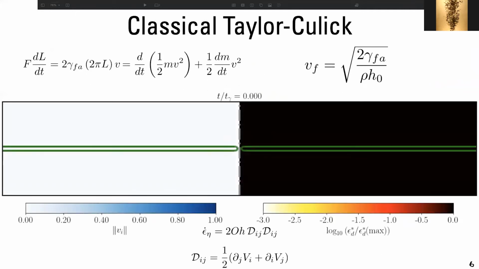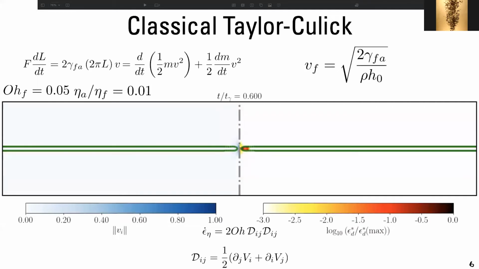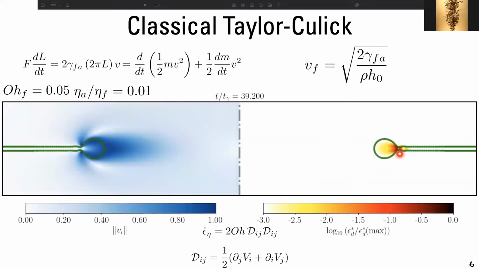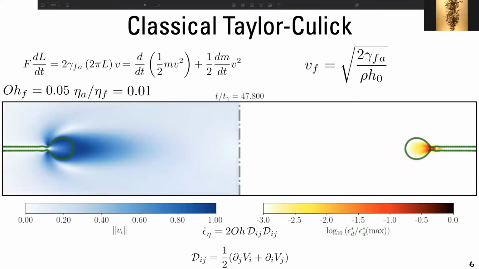Throughout this talk, I will show such videos where on the left-hand side, I show the velocity field normalized with the Taylor-Culick velocity, and on the right-hand side, I show the rate of viscous dissipation normalized with the maximum rate at any instant on a log 10 scale. We do this in order to identify regions with highest viscous dissipation. As you saw, the tip very quickly reaches the Taylor-Culick velocity, which is 1 over here. And of course, we can also notice that the dissipation is highest in the neck regions over there.